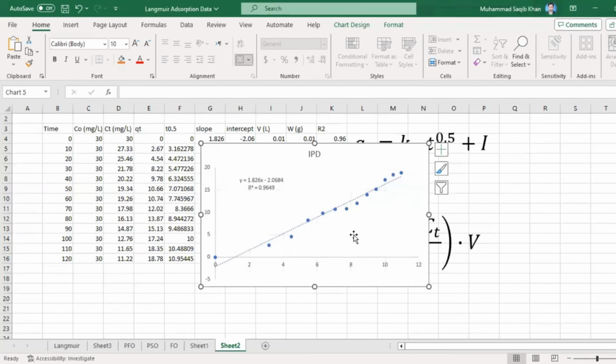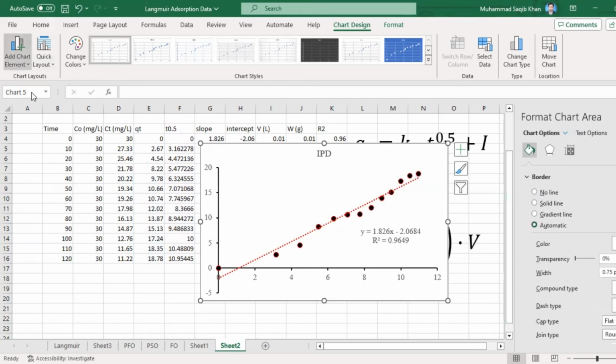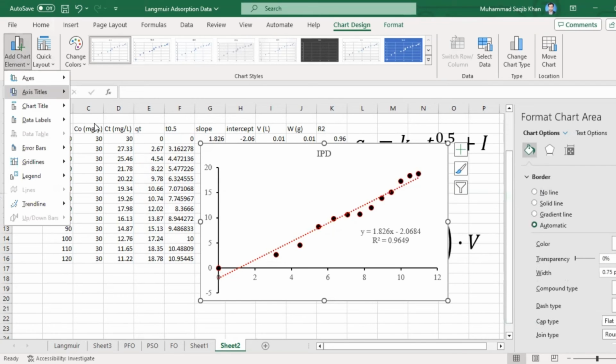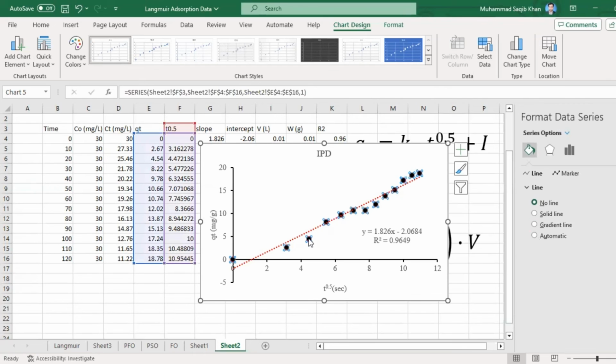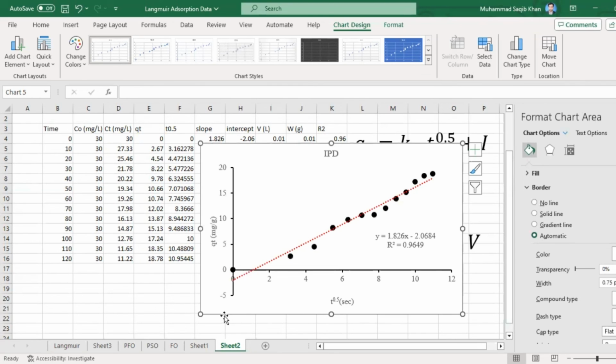So let's play with these, and you can now add the chart elements, axis titles, x-axis and y-axis titles. Our y-axis is Qt, milligram per gram, while our x-axis is t to the power 0.5, in seconds to the half, t half. So now this is our IPD model.